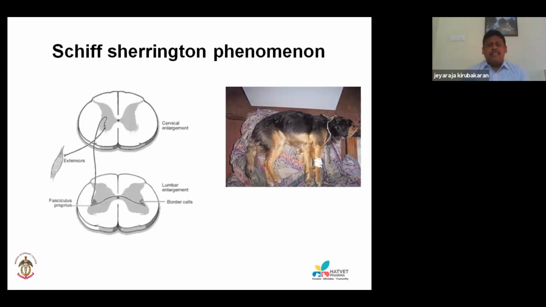But as the disease progresses, maybe in the second, third or fourth day, the forelimbs will become normal and the hind limbs will become spastic, as you expect in a case of thoracolumbar injury.